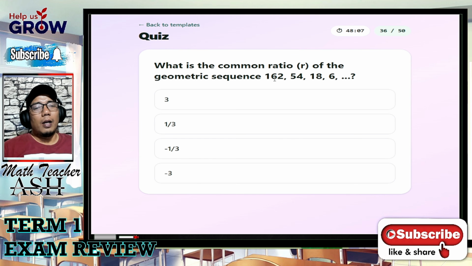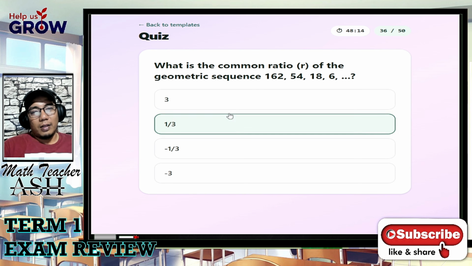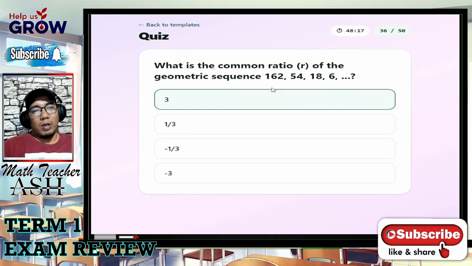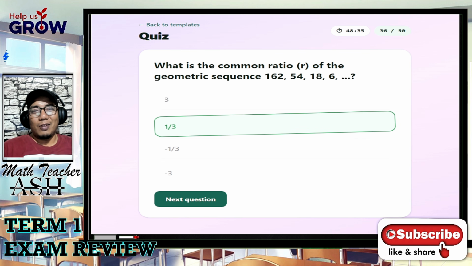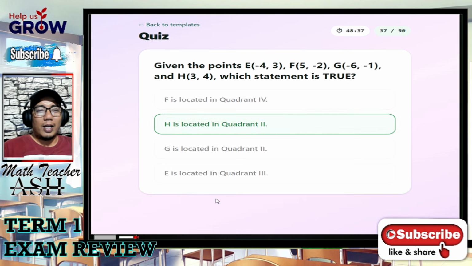Alright. Now, remember that if it is decreasing, then that would be a fraction. So, therefore, if we have here 3 and we have here 1/3, so 162 multiplied by 3, it will give you a bigger result, right? But if you multiply it to a fraction 1/3, then it will be going down. So therefore, the correct answer for this one would be the second option. Easy, right? So I hope you got that one. Now let us go to the next question.